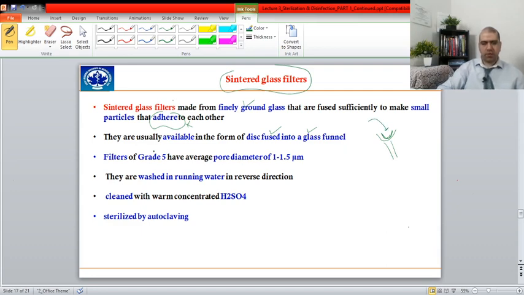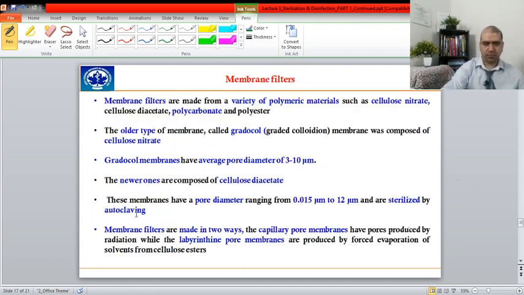Filters of grade 5 have a pore dimension of 1 to 1.5 microns. So you should understand, as I told in the previous slides, the bacteria usually has a dimension of 1 micron, so you will see that it can pass through it. They are washed in running water in reverse direction. Then they can be cleaned by sulfuric acid if we want to reuse them. And we have to sterilize them by autoclave before using, just like the previous filters.